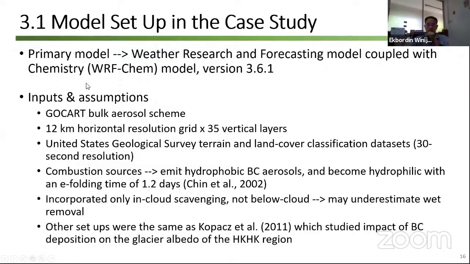This one is the meteorological model, which provides meteorological data like the wind speed, wind direction, temperature, pressure, and also the rain, snow, something like that. The second part is chemistry, whatever chemical processes happen in the atmosphere that will change the concentration of the pollutant. And this is the list of the input and assumption that we put into the model. I will not go into detail about this.